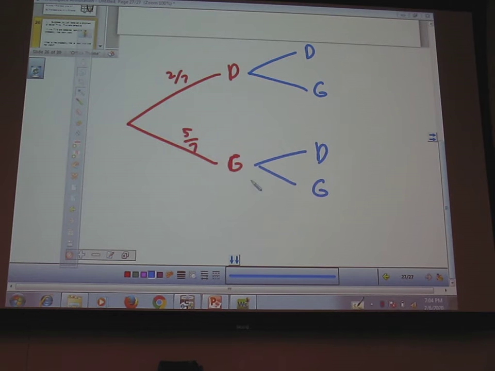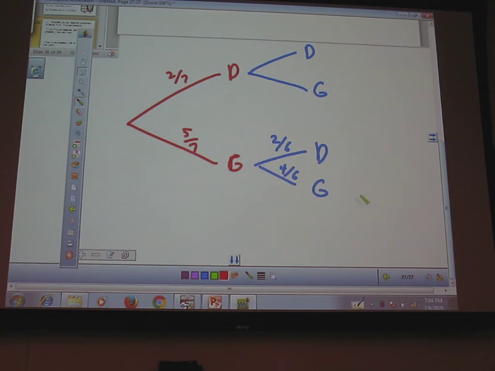then now I picked a good one. How many are left? 6. So they're both going to be out of 6. How many are good? 4. How many are defective? 2. Still 2. Does everybody understand that? Yeah. I want to know how to get here.